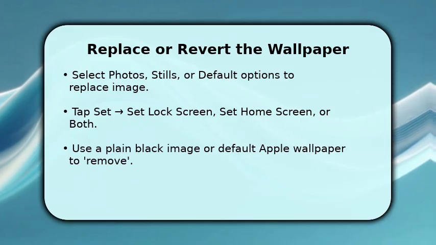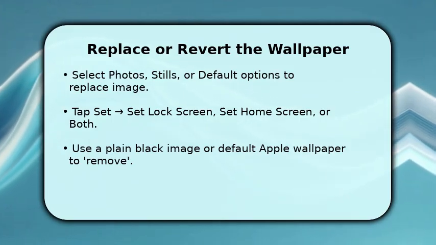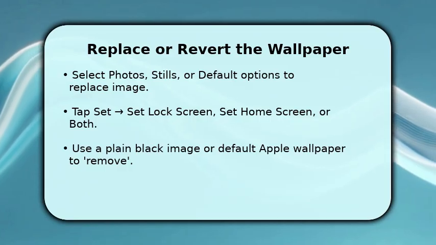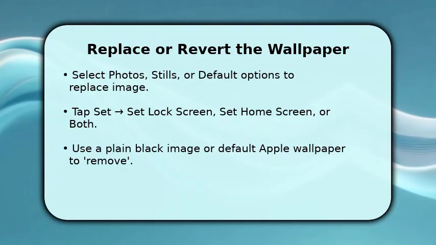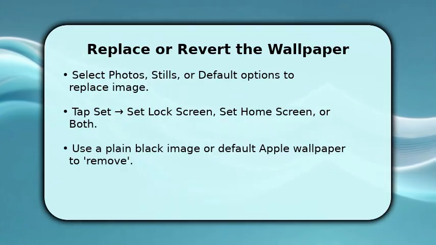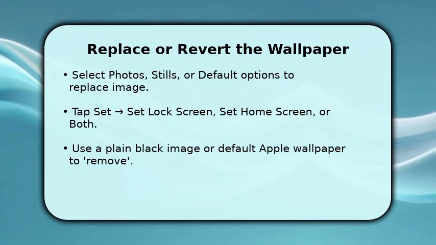Choose Stills or Photos, then pick a plain image or Apple default to simulate removal. Tap Set, then pick Lock Screen, Home Screen, or both depending on what you want changed. Make sure to preview by locking your phone and waking it. This confirms the replacement applied.